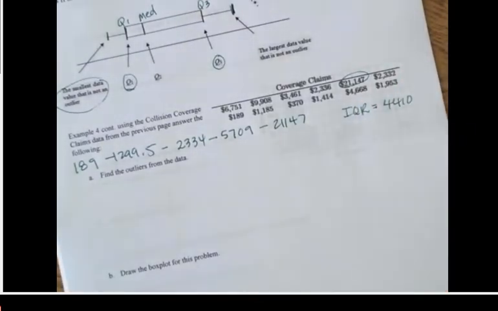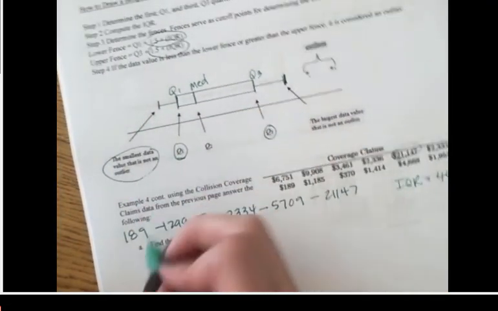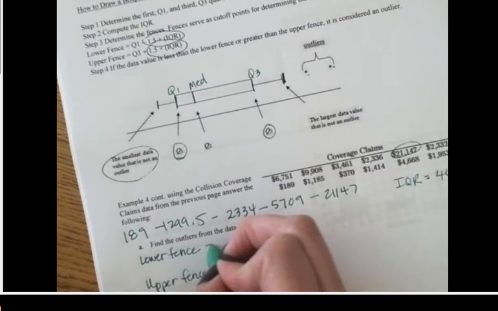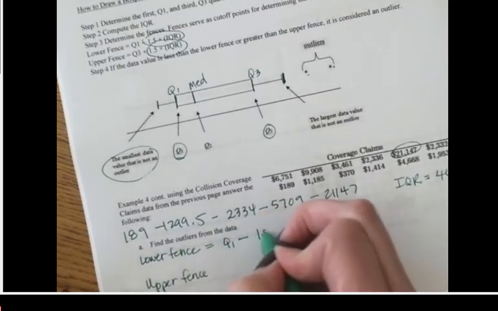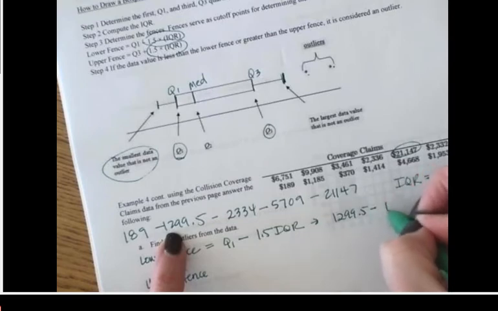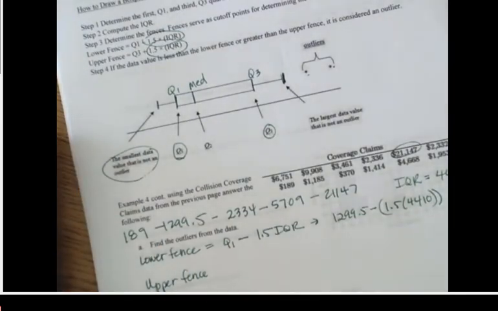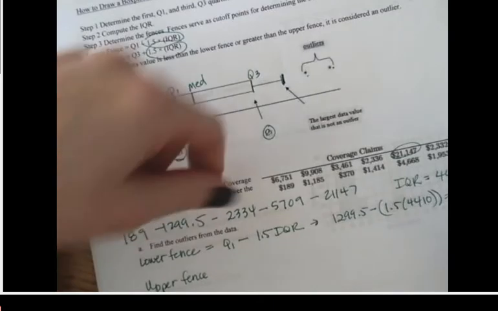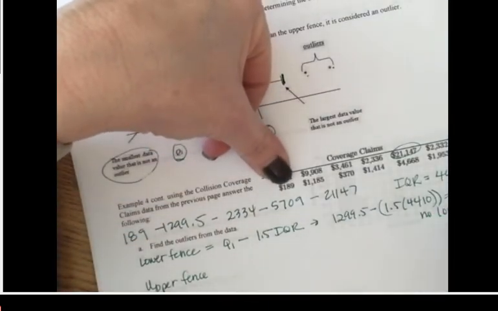So the first thing I have to do is find the outliers of the data. So I do a lower fence, and I'm going to do an upper fence. To do the lower fence, I have to do Q1 minus 1.5 IQRs. All right, so Q1 was 1299.5 minus 1.5 times 4410. If I run that number, I get negative 5315.5. Well, that means negative money, like the collision people actually gave them money. That's not going to happen. We don't have any values in our table less than 0, so there's no low outliers.